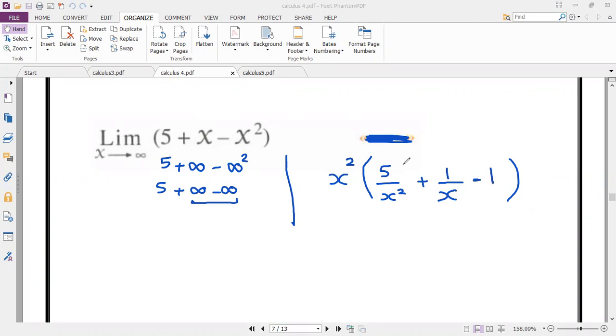You know, 5 over x squared equals 0, and 1 over x equals 0, and we have here minus 1. And x to the power of 2, with x positive infinity, is positive infinity, multiplied by 0 plus 0 minus 1, multiplied by negative 1, which is negative infinity.